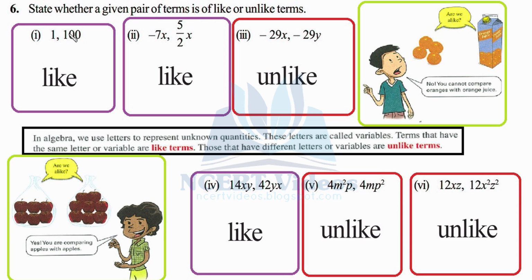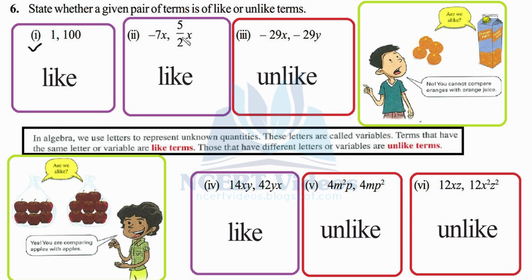So first, 1 or 100. Yes, they are numbers. As we have here, numbers can be different, but they are numbers or constants. So therefore, they are like. It can be 1 apple or 100 apples, but they are like. Or it can be 1 donkey, 100 donkeys. 1 tiger, 100 tigers, but yet they are tigers. Therefore, like.